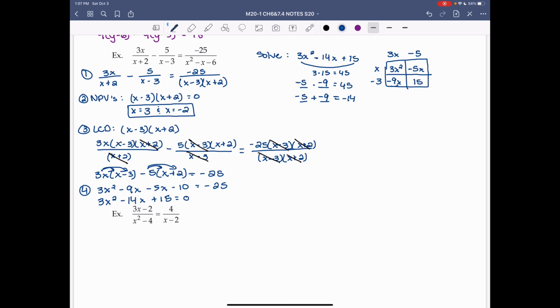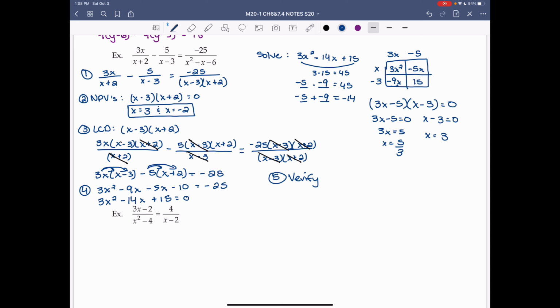That means our trinomial factors to 3x minus 5 times x minus 3 equals 0. Let's solve that. When is 3x minus 5 equal to 0? When 3x equals 5, so when x equals 5 over 3. And when is x minus 3 equal to 0? When x equals 3. Step 5 is to verify.